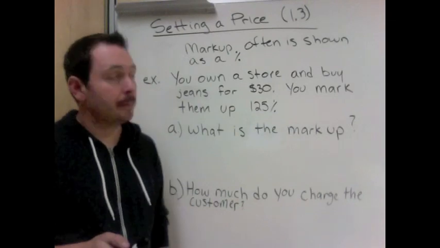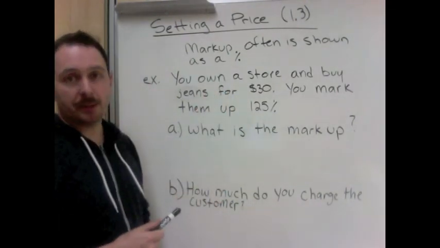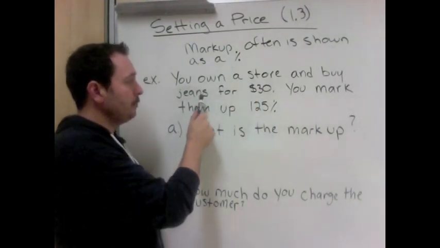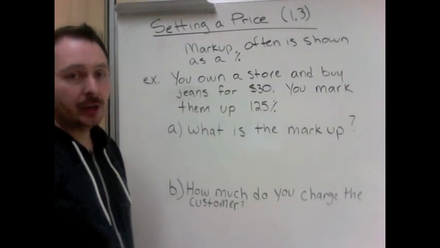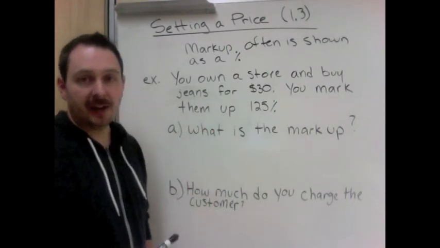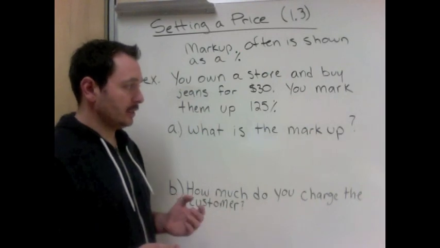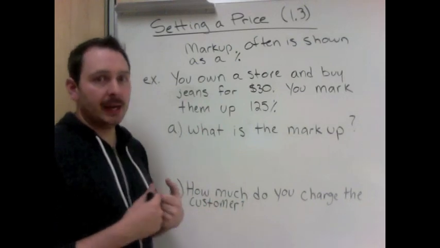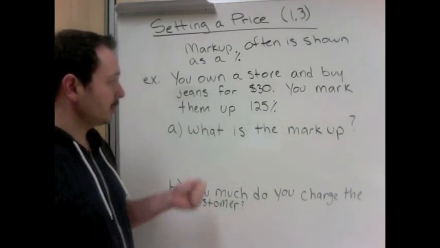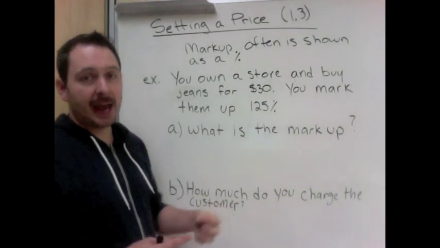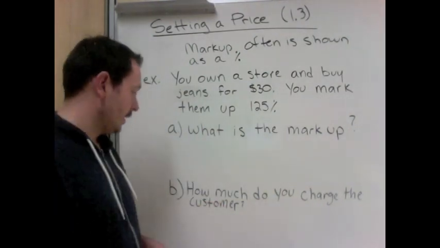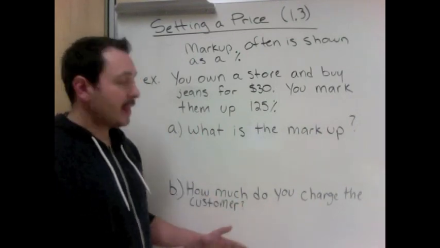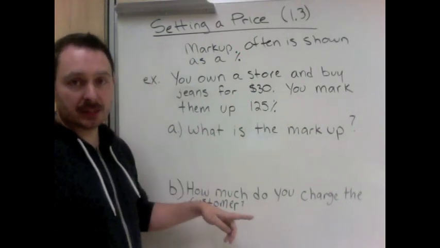So today when you're working with markup, markup is most often going to be shown as a percent of the price. So here's an example. You own a store and you buy jeans for $30 from the supplier. You're going to mark them up 125%. Now the questions are going to get asked in two ways. Sometimes it'll be an A and a B and you'll see both. Sometimes they'll just ask it in one way and you're expected to know what they're asking for. So first, what is the markup? It's just how much more are you going to charge? And then the other way of asking this is how much do you charge the customer, or what's the final price? And that will be the original you paid for it plus the markup.